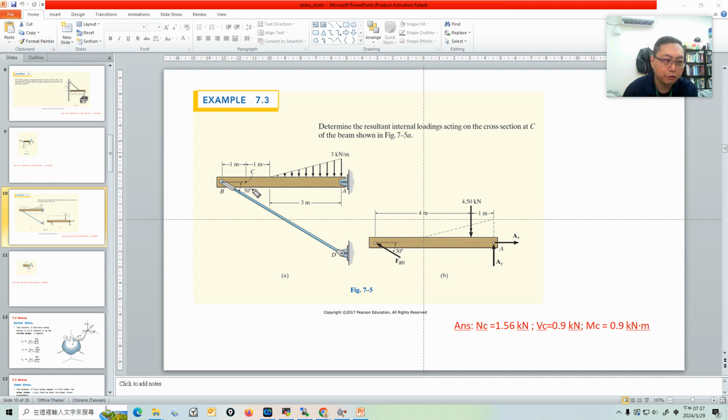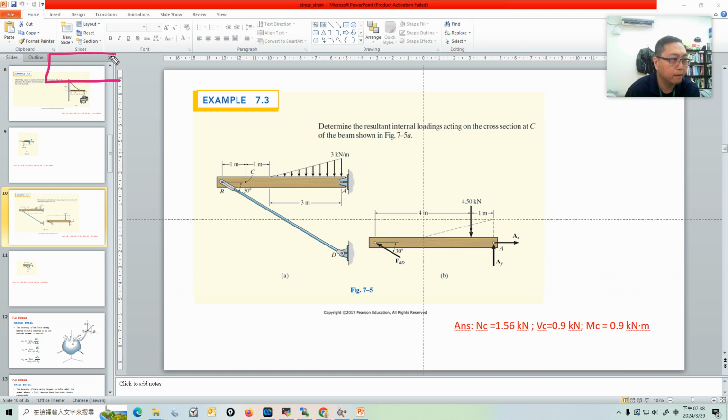You can calculate from the right or from the left, and the only thing you have to consider is which side is easier to do the calculation. For this problem, calculating from the left seems much easier, because if you calculate from the right, you have to consider the support reaction calculation. So let's start. Let's cut a section here, and we calculate from the left.